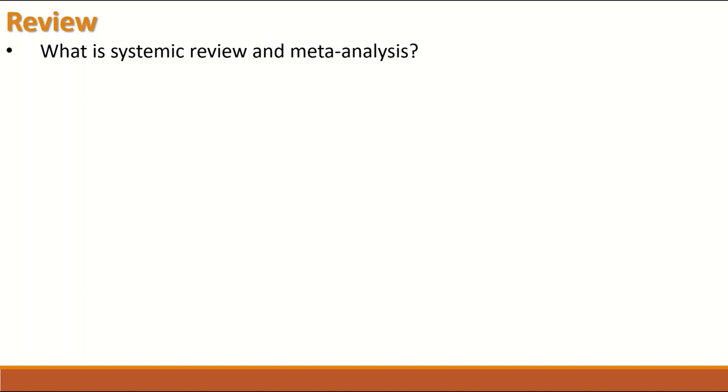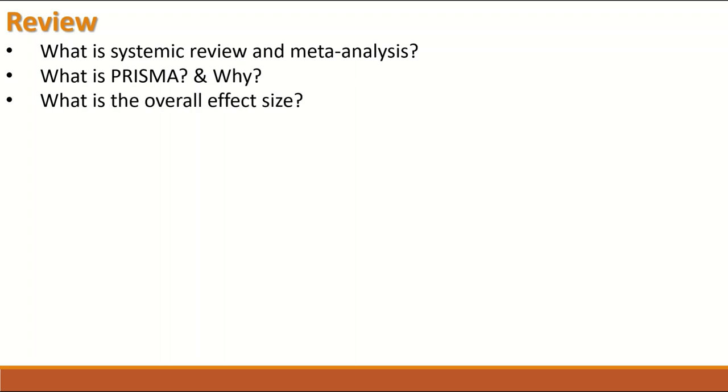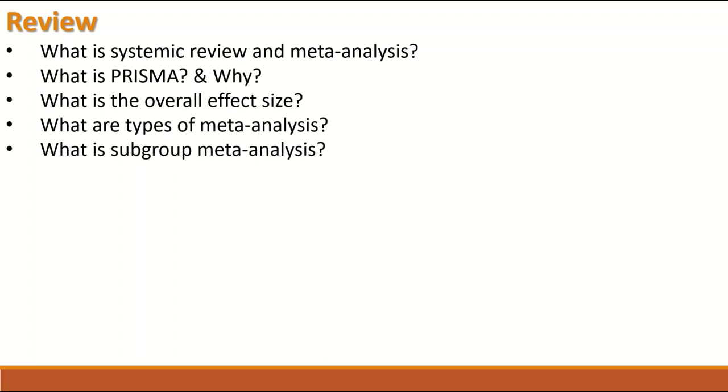The following topics will be explained, described, and discussed. What is a systematic review and meta-analysis? What is PRISMA and why do we have to perform and draw the chart for PRISMA? What is an overall effect size and how do we estimate that? And what are types of effect size? What are the types of meta-analysis that can be done and carried out?